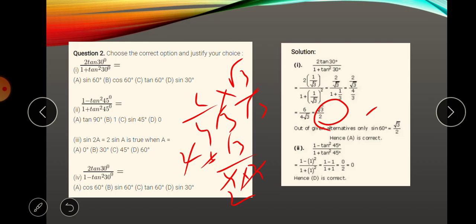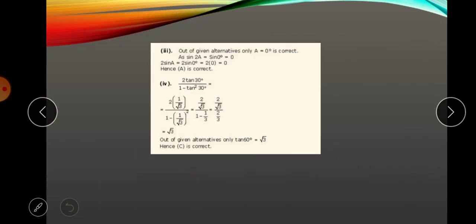Okay. So same way here also tan square is 1. 1 minus 1 is 0. 1 plus 1 is 2. 0 by 2 is 0. So this exercise is very easy, just applying the values. You should know the values of the sine very well.